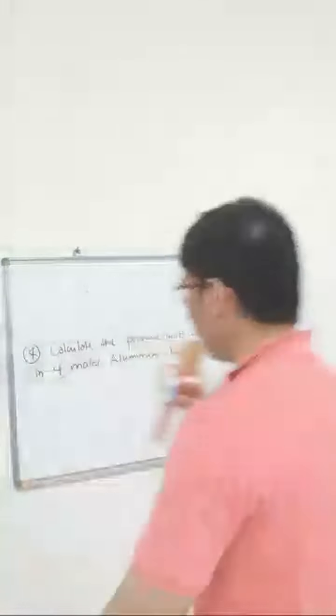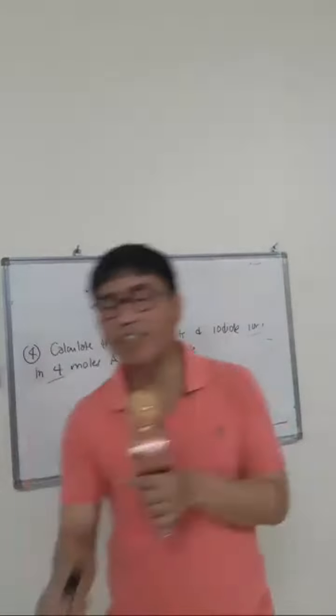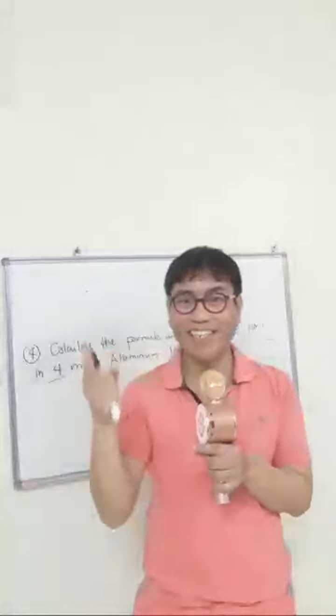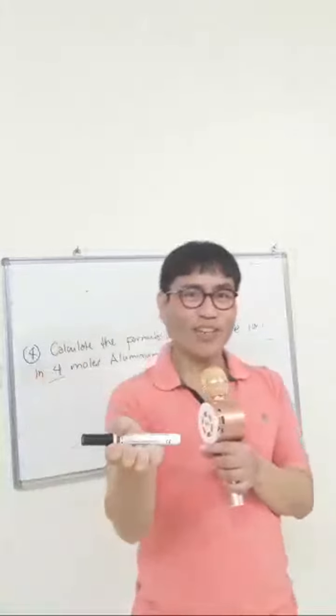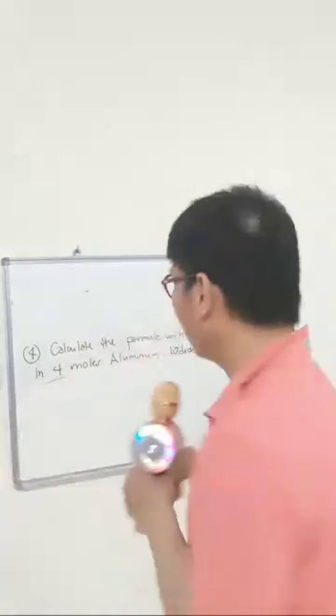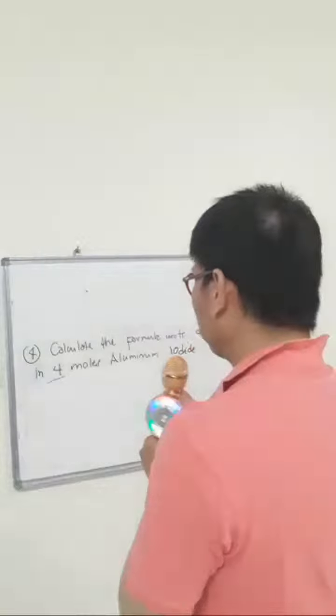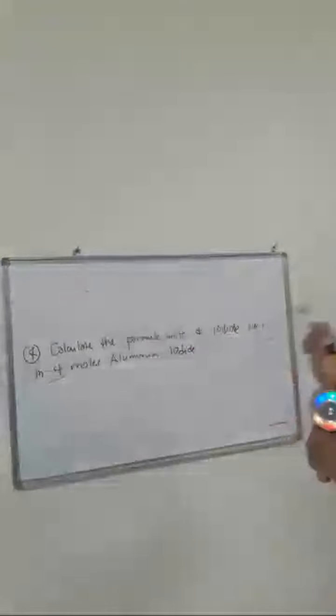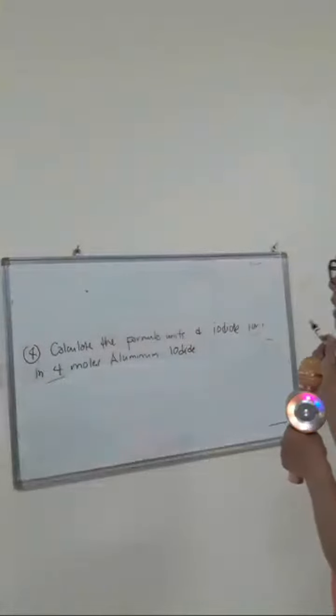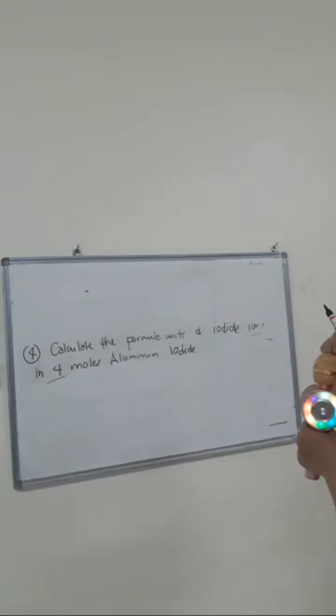So going back to problem number 4. What is the key term there? Bona fide, right? So research that in the dictionary. What's the meaning of bona fide? Okay, now we have here: calculate the formula units of iodide ions in 4 moles of aluminum iodide.